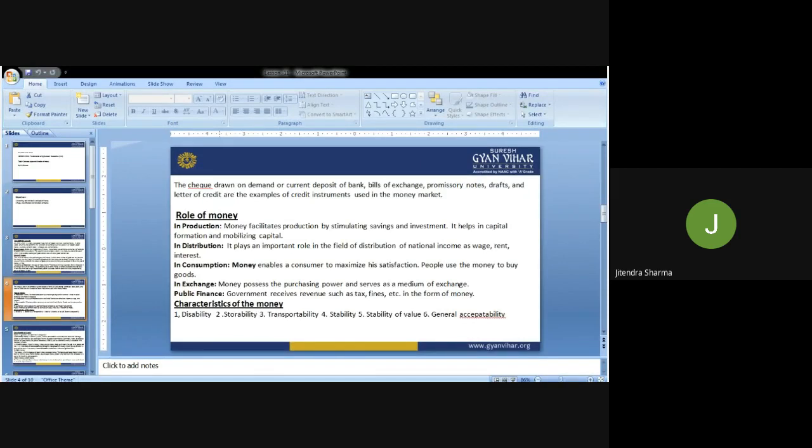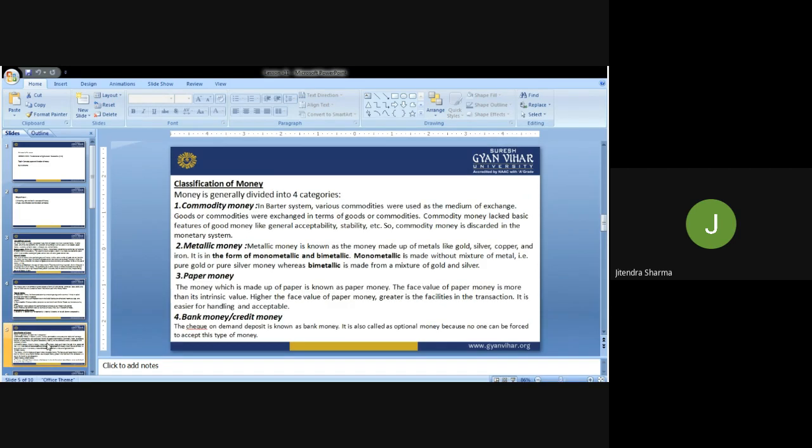Now general acceptability is also very important, that is a characteristic of money. So we have discussed the concept and role of money, and now we have completed the characteristics of money. Now let us have a classification. Already we have completed commodity money, then metallic, then paper and bank transactions. These things we have completed.